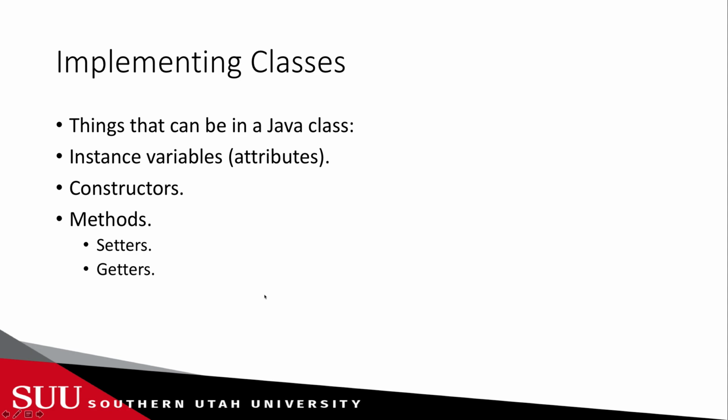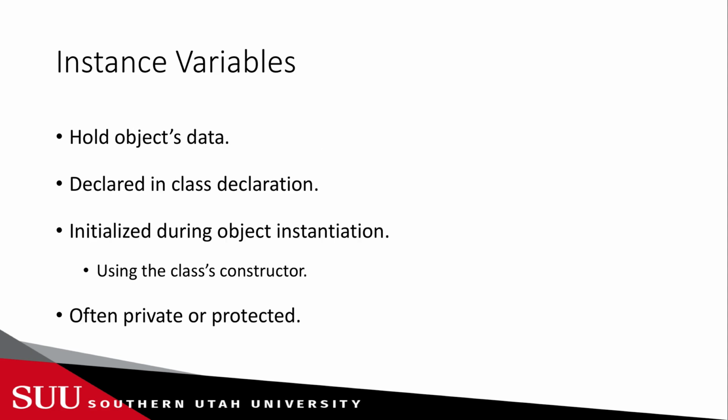In this video, we will talk about implementing Java classes, and we will start by asking this question: what are the things that can be in a Java class? Now, we can have instance variables or attributes. We can have constructors, which are the way to initialize an object. We can have methods, including what we call setters and getters. Now we will talk about each one of those in detail, starting with instance variables.